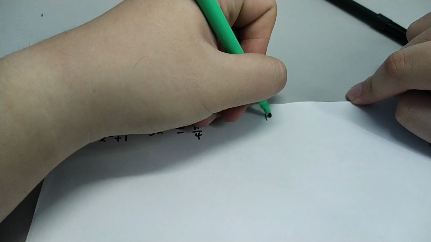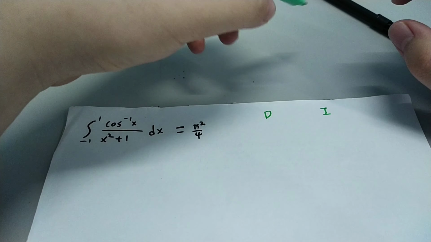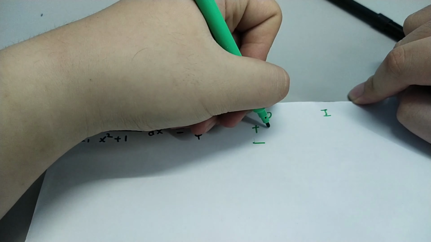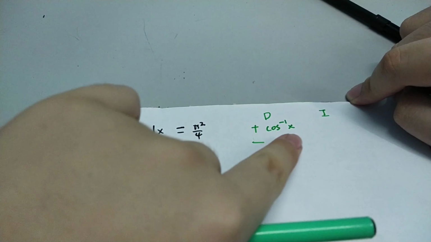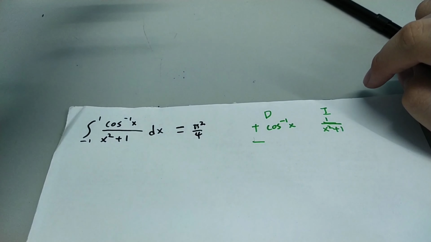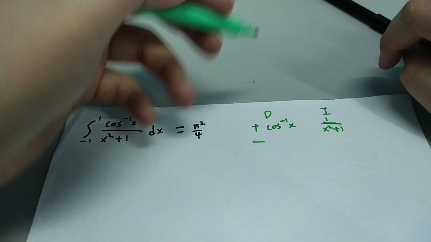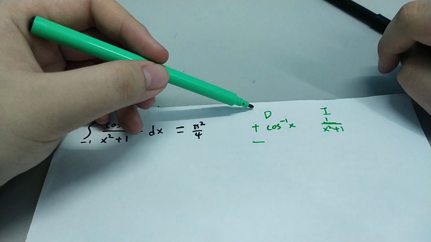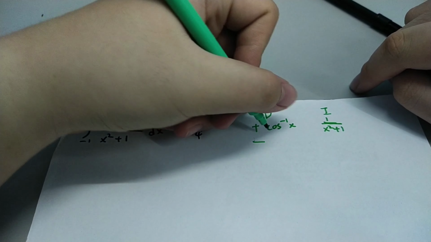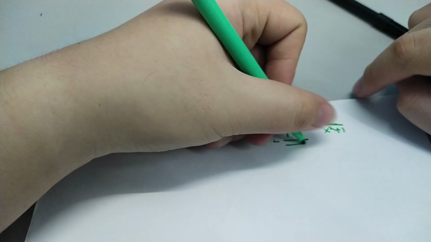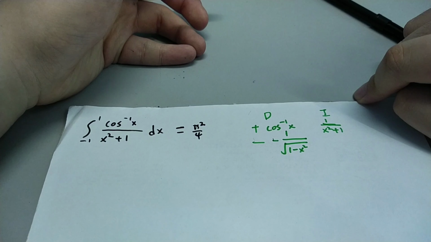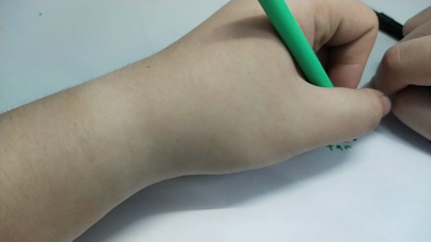I will write the differential column and the integral column right here, and I will put some plus minus. The differential column will be the inverse cosine of x, and the integral column will be 1 over x squared plus 1. I hope you are used to this kind of situation, because we can just do this in our mind. The derivative of inverse cosine of x is -1 over the square root of 1 minus x squared, while the integral of 1 over x squared plus 1 is nicely equal to inverse tangent of x.